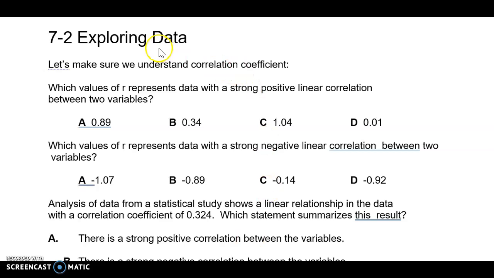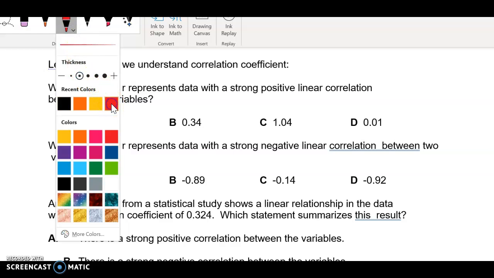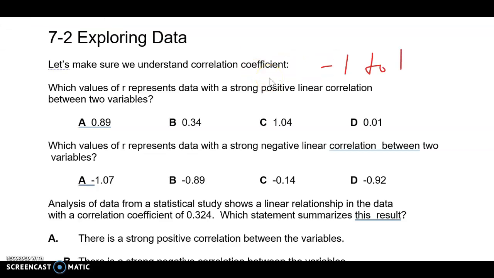Our R values give us some information, and it basically tells us how strong something is. Our values are from -1 to 1, and the closer they are to -1 or 1, the stronger they are. So I want strong positive. First of all, I'm going to knock that out because it's too large. And the one that is closest to +1 is that.